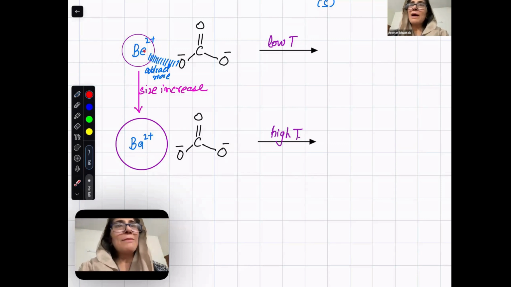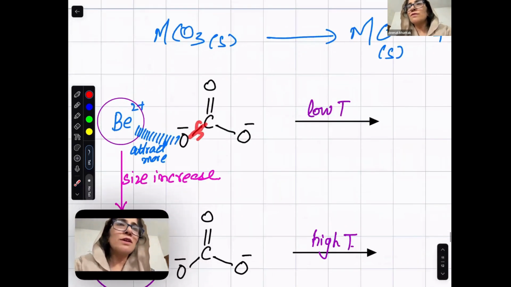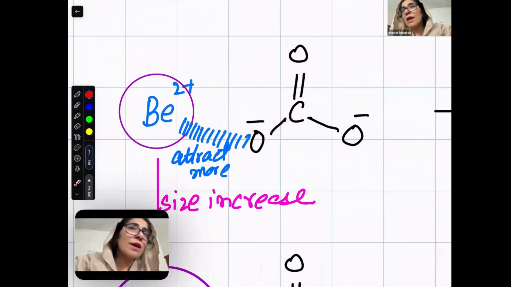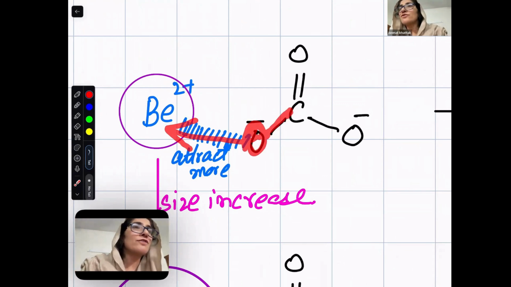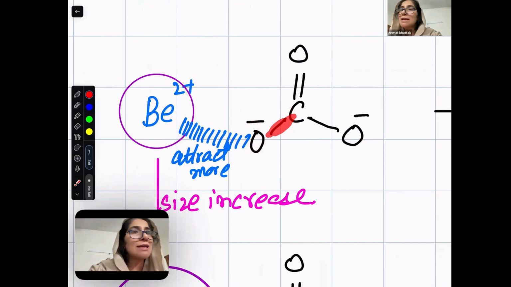Now, when beryllium attracts the electron of oxygen toward this side, what will the oxygen do? It will attract electrons from this carbon. Like this. See? If beryllium attracts the electron more, oxygen will in turn attract electrons from the carbon-oxygen bond. The electrons are no longer in between. The electrons are close to oxygen.